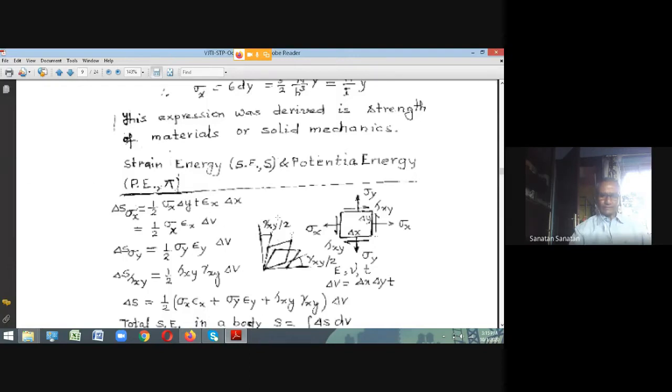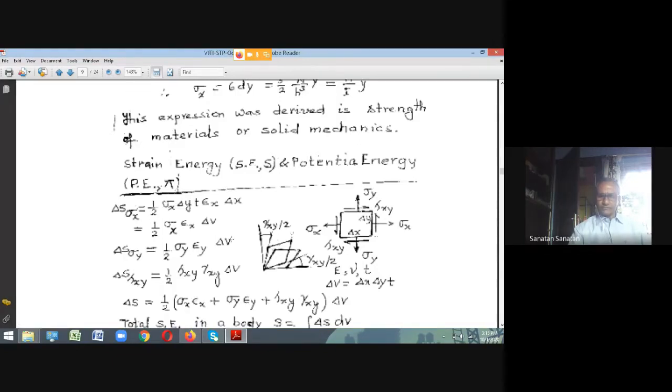Similarly, due to sigma y stress, the force is sigma y into delta x into t, and because of this stress, the strain is going to be epsilon y. So epsilon y into delta y will give us displacement. So therefore, the strain energy due to sigma y is half sigma y epsilon y into delta volume.